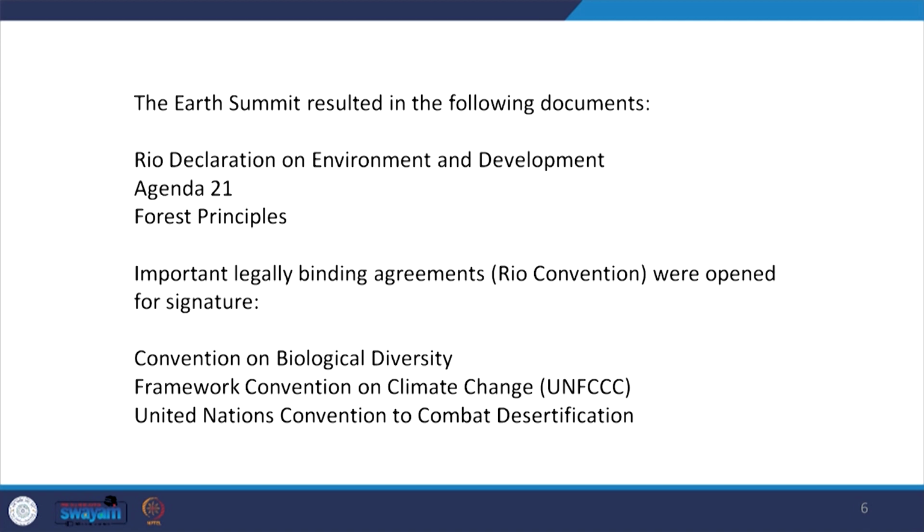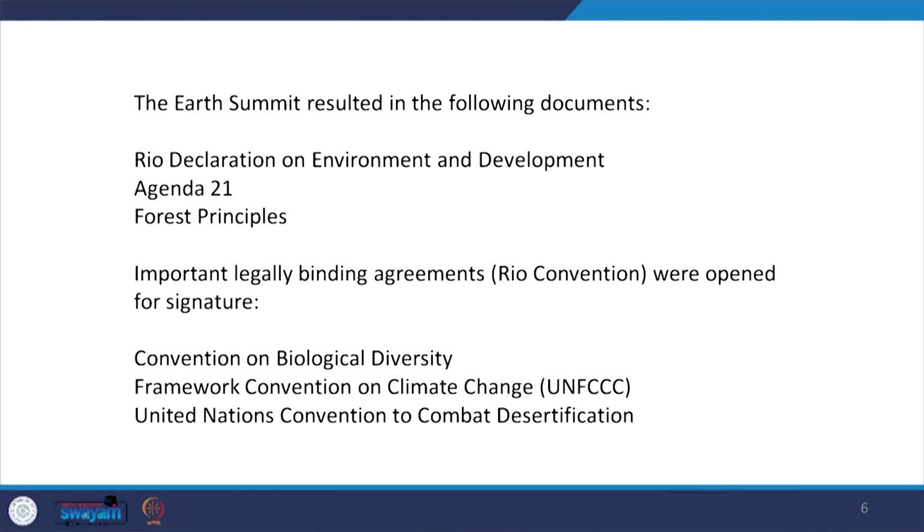Simultaneously at the Rio Earth Summit, 3 important legally binding agreements were also opened for signature for the parties to agree on. The first one was the Convention on Biological Diversity. The second one was the Framework Convention on Climate Change, UNFCCC, which has resulted in many very significant treaties and protocols in later years, for example the Kyoto Protocol, Montreal Protocol, Paris Agreement, and Copenhagen Agreement. All these were a result of the UNFCCC, which was opened for signature in 1992 at the Rio Earth Summit. And the last one was the United Nations Convention to Combat Desertification.